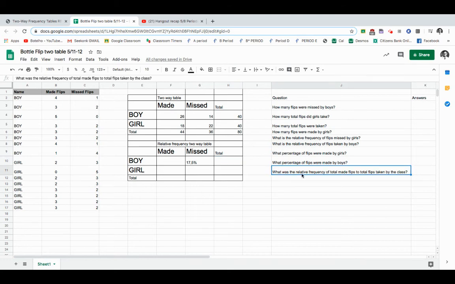Be careful with this one, because what is the relative frequency of total made shots, made flips? What is the relative frequency of total made flips to total taken flips by the class? So total made flips to total flips taken by the class. Again, I'm trying to throw in a couple where you have to look at two different specific parts. So do the best you can on those, and you're going to put your answers right here on this sheet and then hand it in on Google Classroom.